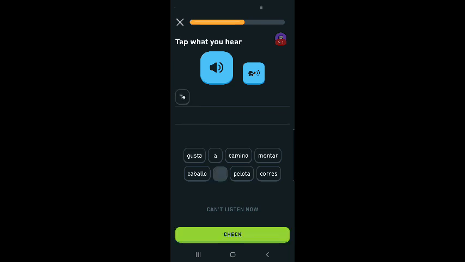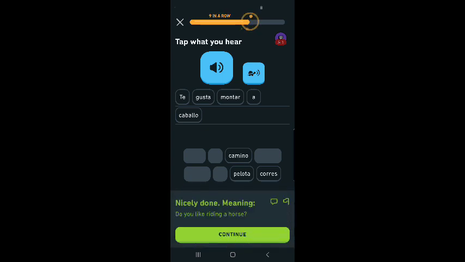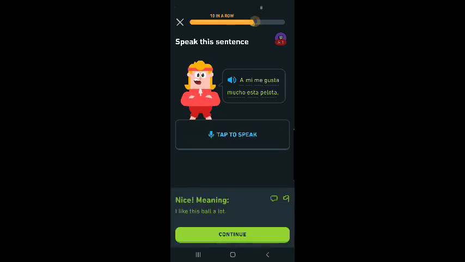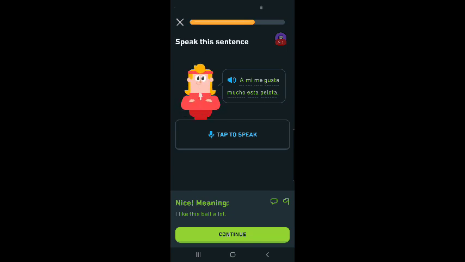¿Te gusta montar a caballo? ¿Te gusta? Montar. A caballo. ¿Te gusta montar a caballo? Do you like to ride horses? Do you like riding a horse? A mí me gusta mucho esta pelota. I like this ball a lot.